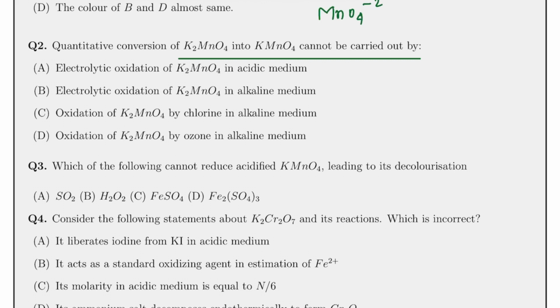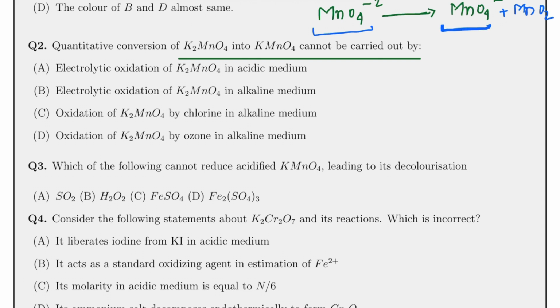We know that MnO4 2- only when we follow some different steps, then there will be a formation of MnO4 minus. In the presence of acidic medium, MnO4 2- furnishes along with MnO4 minus, MnO2 also. So if I talk about quantitative conversion, in this case a decent amount of MnO2 is also there, that will be reducing the percentage yield of KMnO4.